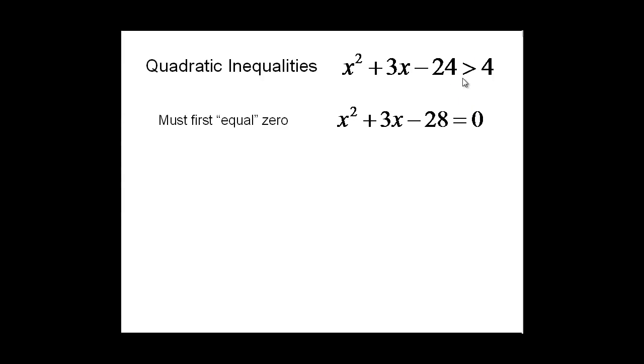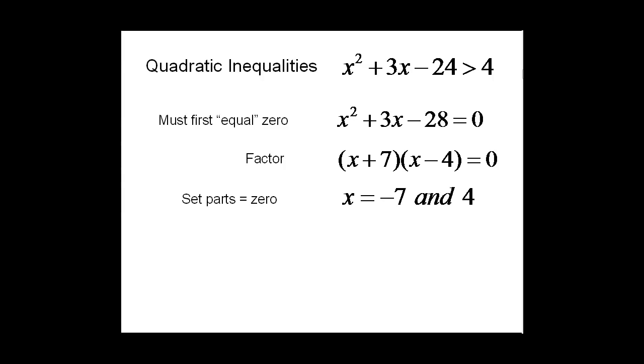And you cannot graph a greater than. You don't know which way it's going to go. So what you have to do is graph equal on a number line and then test the intervals. When you factor that, you get x is negative 7 and positive 4. So we'll put those on a number line, and since there's no actual equal sign under the greater than symbol, we'll put circles around them. So we have negative 7 with a circle and positive 4 with a circle.